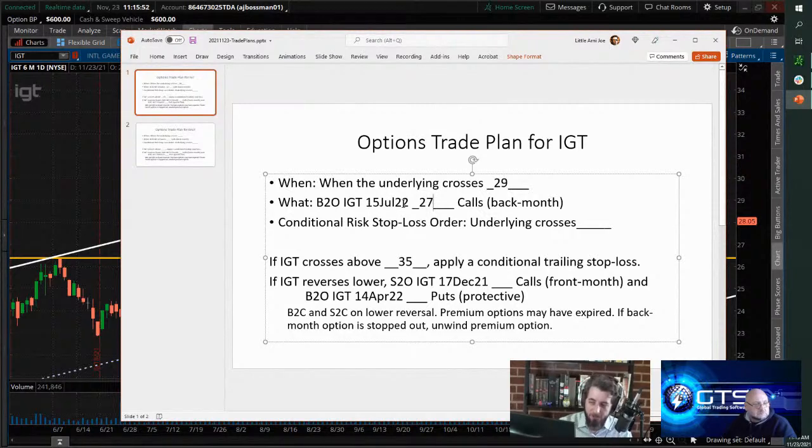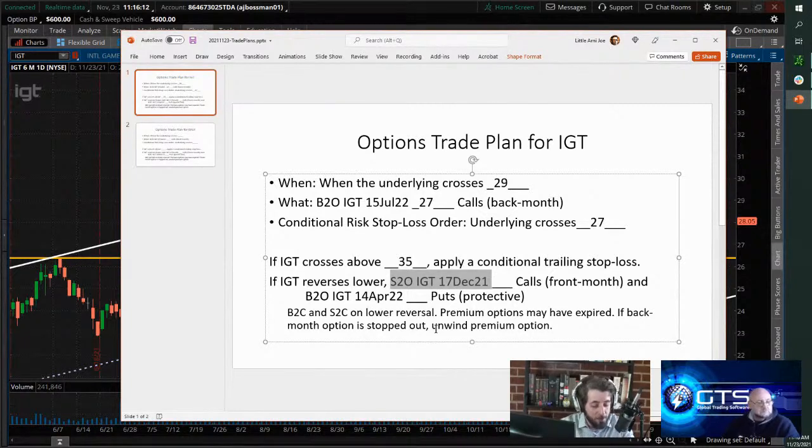If we have to, we'll use the January 23. We'll also put our stop loss order, risk stop, at $27. Now, if we don't hit that $35 target and we start to reverse back down, I actually want to go ahead and sell some near-term premium. That's going to be my front month option.